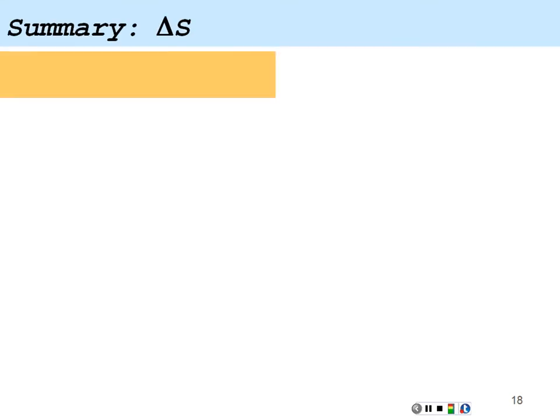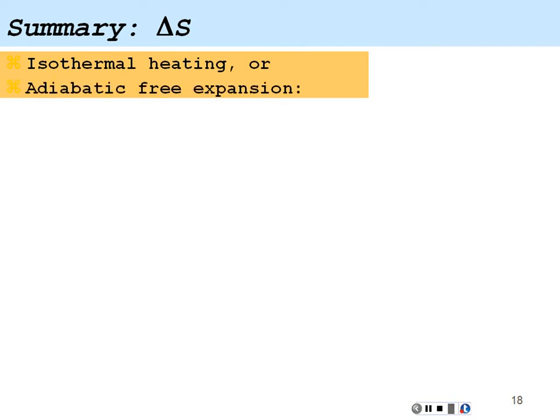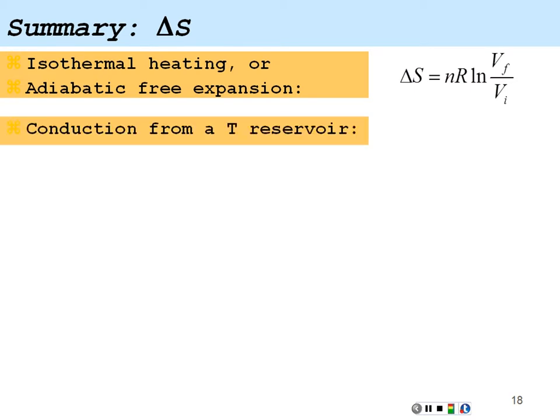So, a summary of change in entropy for this chapter. Isothermal heating or adiabatic free expansion, our change in entropy is n, number of moles, gas constant R, natural log final volume over initial volume. For conduction from a temperature reservoir, change in entropy is the heat exchange over the temperature of that reservoir. If you go from hot to cold, you're going to have to add and subtract based on whether the heat's coming in as an addition or heat going out as a negative, and add those together to get your net change in entropy for that process.